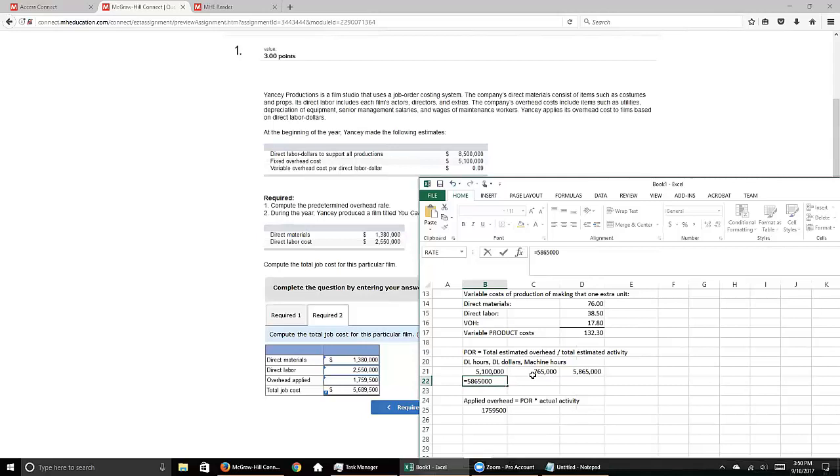$5,865,000, divided by my total estimated activity. And here again we said, well, total direct labor dollars are estimated to be 8.5 million. So my denominator, the 8.5 million direct labor dollars, and there's my 69 cents per direct labor dollar. A lot of times this total might be given, but again, nothing different other than that one extra calculation. Total estimated overhead, fixed plus variable, divided by that total estimated activity base, in this case, direct labor dollars. And there's my predetermined overhead rate of 69 cents per labor dollar.